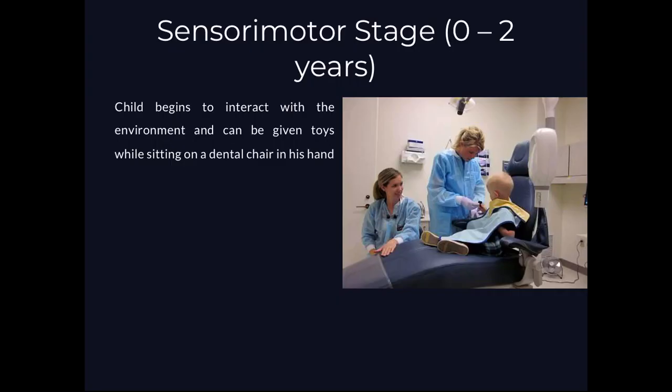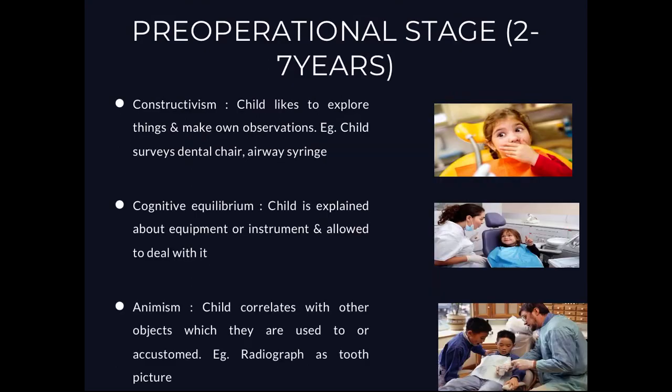Now let's understand the dental implications of each stage. First is the sensorimotor stage, that is 0 to 2 years. Since the child begins to interact with the environment, the child can be given toys in his hand while sitting on the dental chair to make him more cooperative.